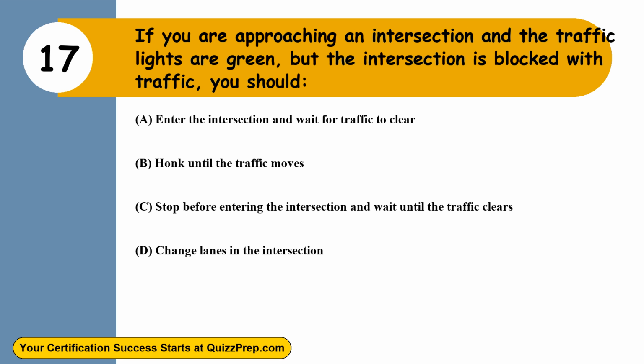Question 17. If you are approaching an intersection and the traffic lights are green, but the intersection is blocked with traffic, you should: Option A, enter the intersection and wait for traffic to clear. Option B, honk until the traffic moves. Option C, stop before entering the intersection and wait until the traffic clears. Option D, change lanes in the intersection.